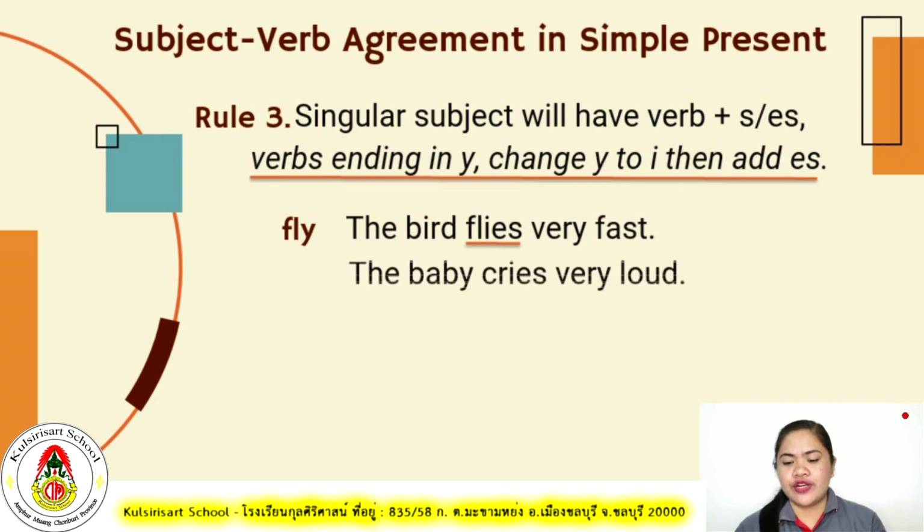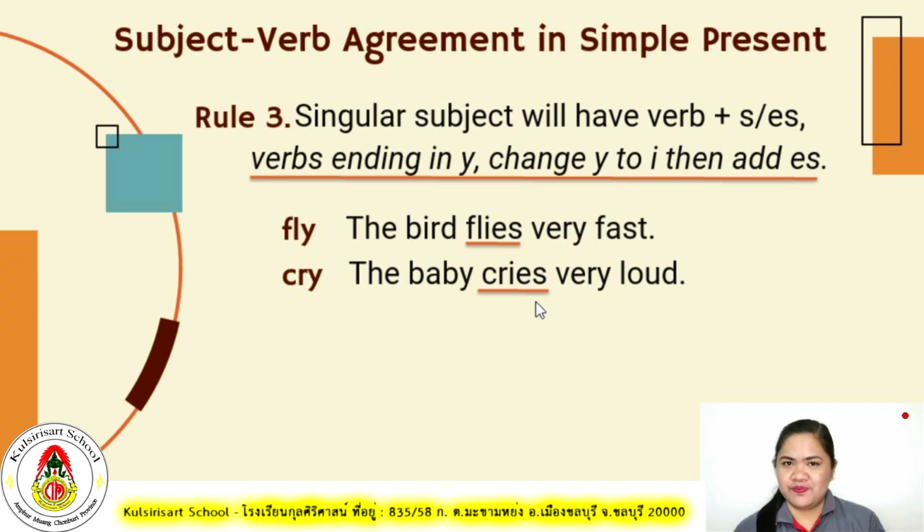We have another example. The baby cries very loud. Again, the baby cries very loud. So where is the verb? Very good. Our verb there is the word cries. There is only one baby, so the verb must have IES. From the word cry, we will change Y to I and then add ES.